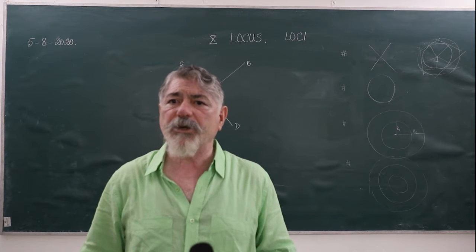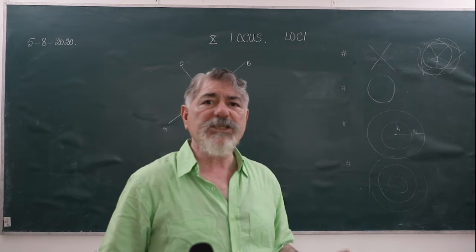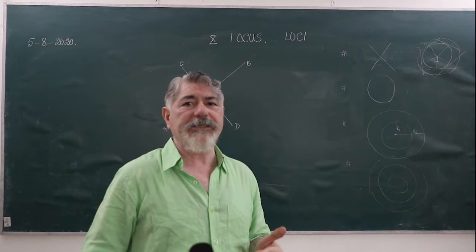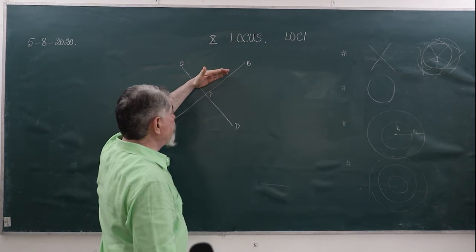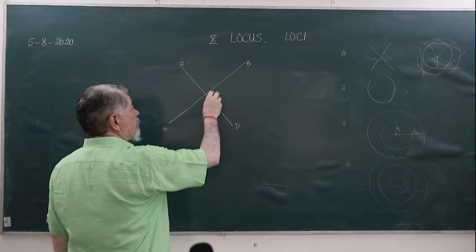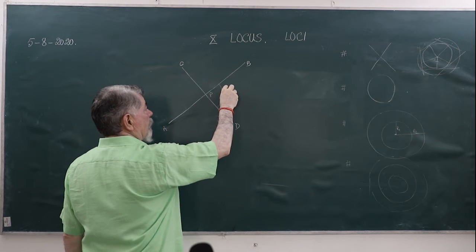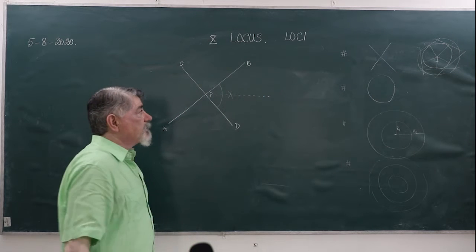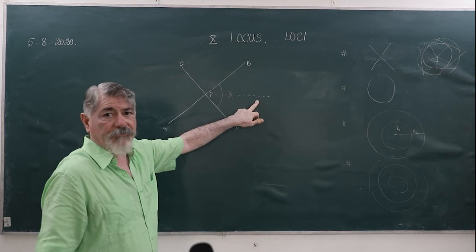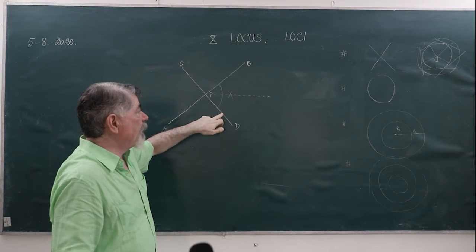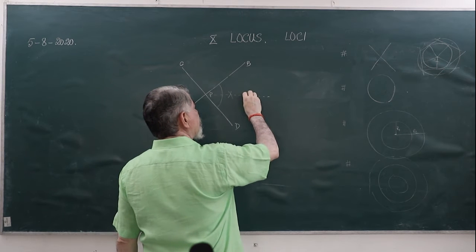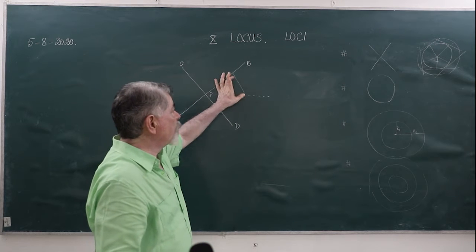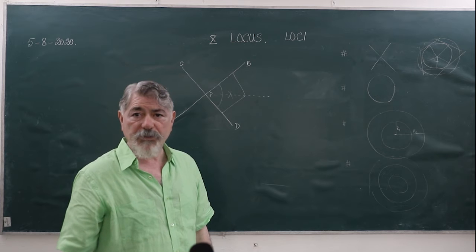We have to find the locus of a point which is always equidistant from these two intersecting straight lines. The locus of those points is the angular bisector. For example, this BP and PD are intersecting at P. So if I bisect this angle, then every point on this line will be equidistant from PB and PD. If I take a point here and drop a perpendicular here, or drop a perpendicular here, we'll find both the perpendiculars will be of equal length.